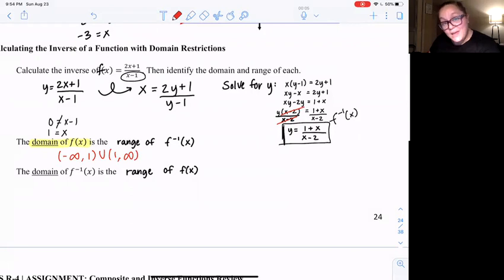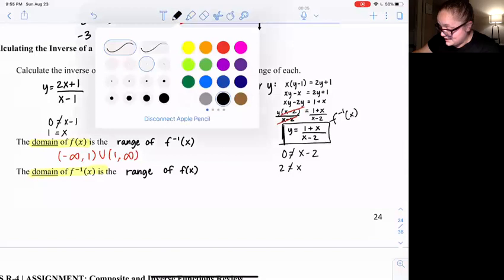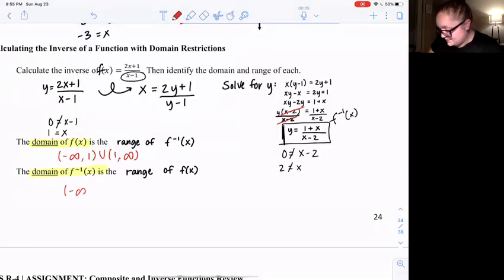Now let's look at the domain of f inverse to find the range of f of x. What we have to look at is x minus 2. When can't the denominator equal 0? 2 cannot be equal to x. And so the domain of f inverse is negative infinity to 2 union 2 to infinity. Now that domain is the range of f of x. The domain of f inverse is the range of f of x.